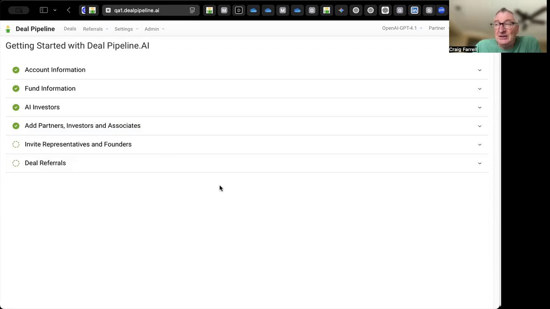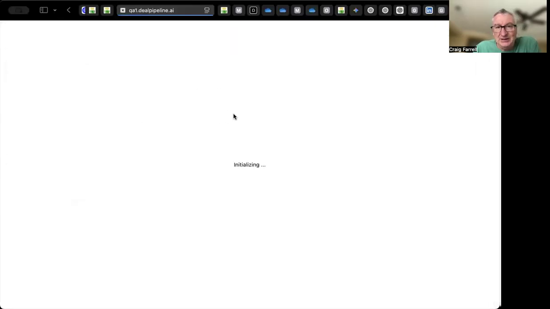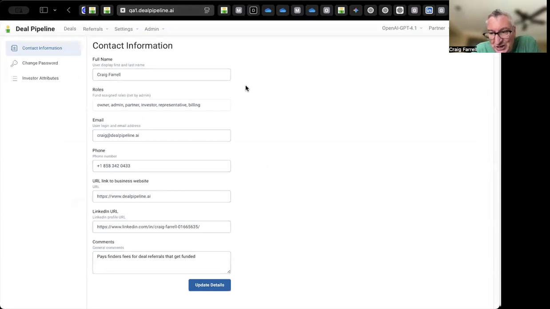When you click on the link in the email, it'll bring you to a page like this. And in order to set up a fund in Dealpipeline, you need to set up each of these features. The first thing is your own personal account for you as a user. You click on setting up the account profile, and what will come up is a user account profile. In this case, it's going to be the fund owner, which is you, which means you'll have all these potential roles that you can perform.